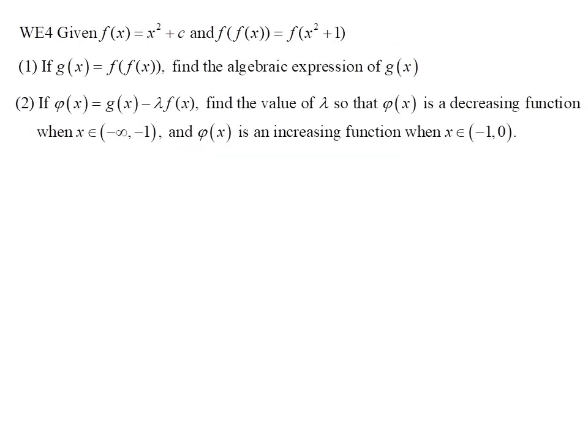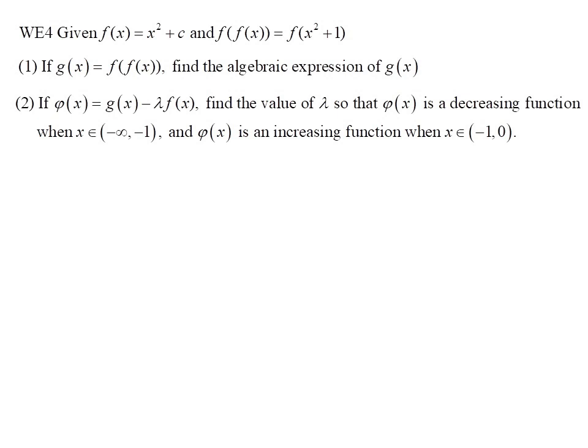Example 4 presents a function f(x) equals x squared plus c, while the composite function f of f(x) equals f of x squared plus 1. Based on that, there are two questions that follow, and the first one is to find the expression of g(x), given that g(x) equals f of f(x).